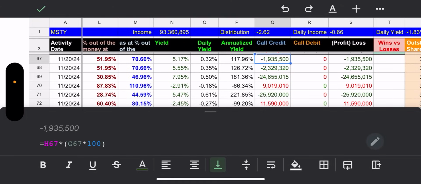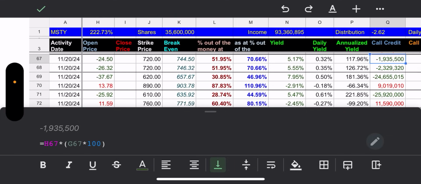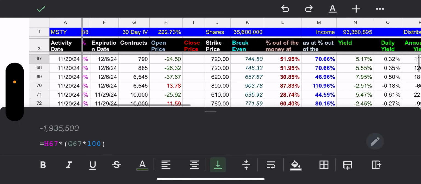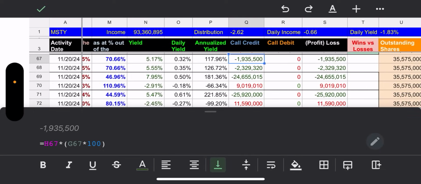I mean, that's pretty simple. It takes H67, which is what? That's the open price, right? That's the credit that they got for selling that call. So you get that credit, you multiply it by G67, which is the number of contracts. Since it's 100 shares per contract, you multiply the number of contracts times 100, all right? So that is the total credit you get for that trade.